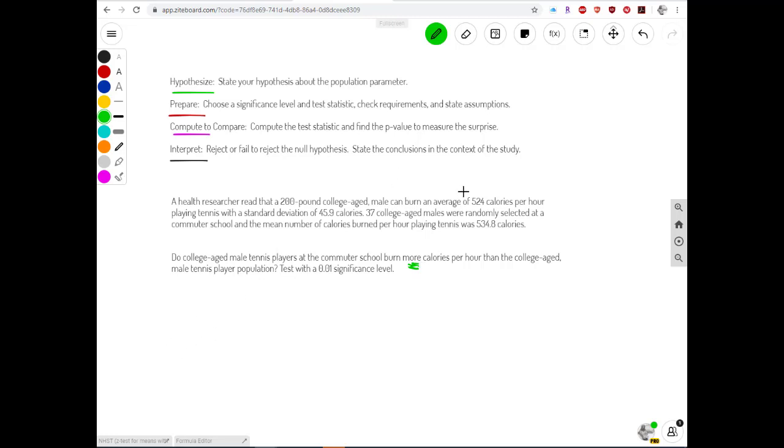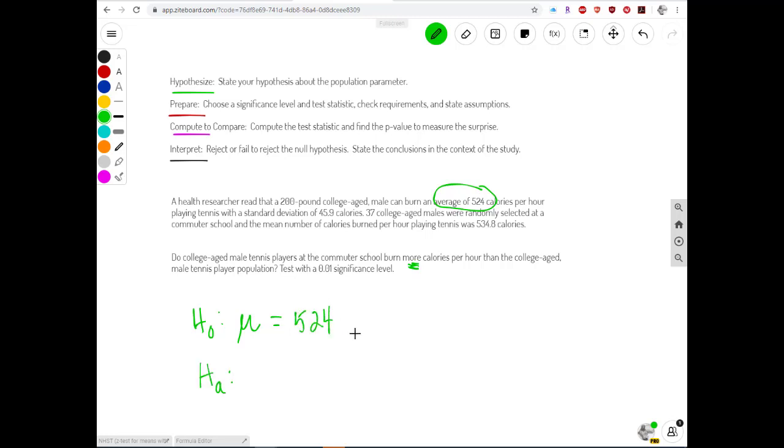So here we're talking about an average, right? So we know that this is going to be in terms of means. We're not talking about a percentage. There's no proportion at all. So our H naught is going to state what we see in the population, and we're using mu because this is regarding a mean, and the mean is 524.